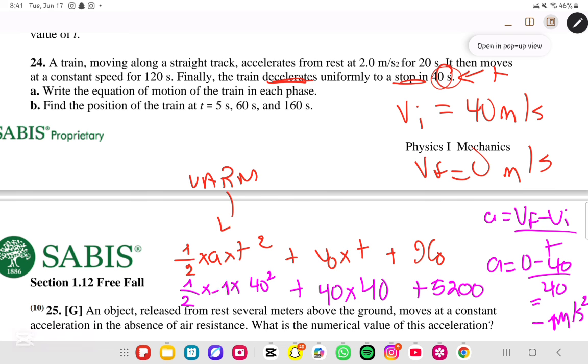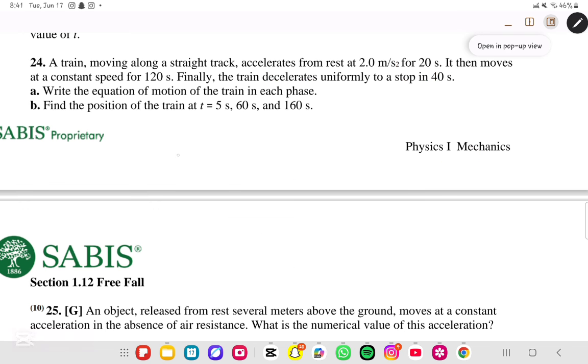Now put it on the calculator. 1 over 2 times minus 1 times 40 squared plus 40 times 40 plus 5,200. You're supposed to get an answer of 6,000. So I got 6,000. Okay, so that is it for part A.